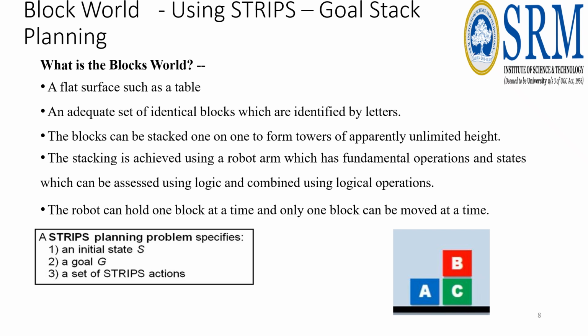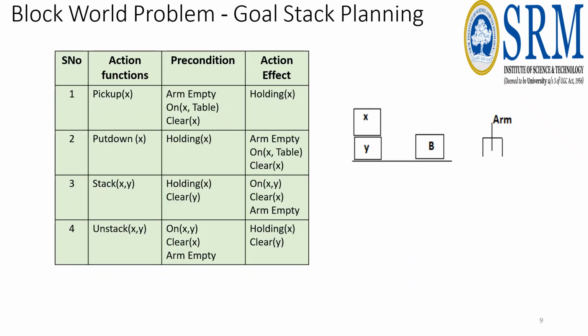This will be specified with the initial state S, goal state G, and a set of STRIPS actions, which can be seen in the next slide. So for the blocks world problem, we are going to use goal stack planning. On the surface you will have X and Y together in one part, and B separately. We are going to use the robotic arm for picking and move each and every block according to the initial state, and place it in the final state.